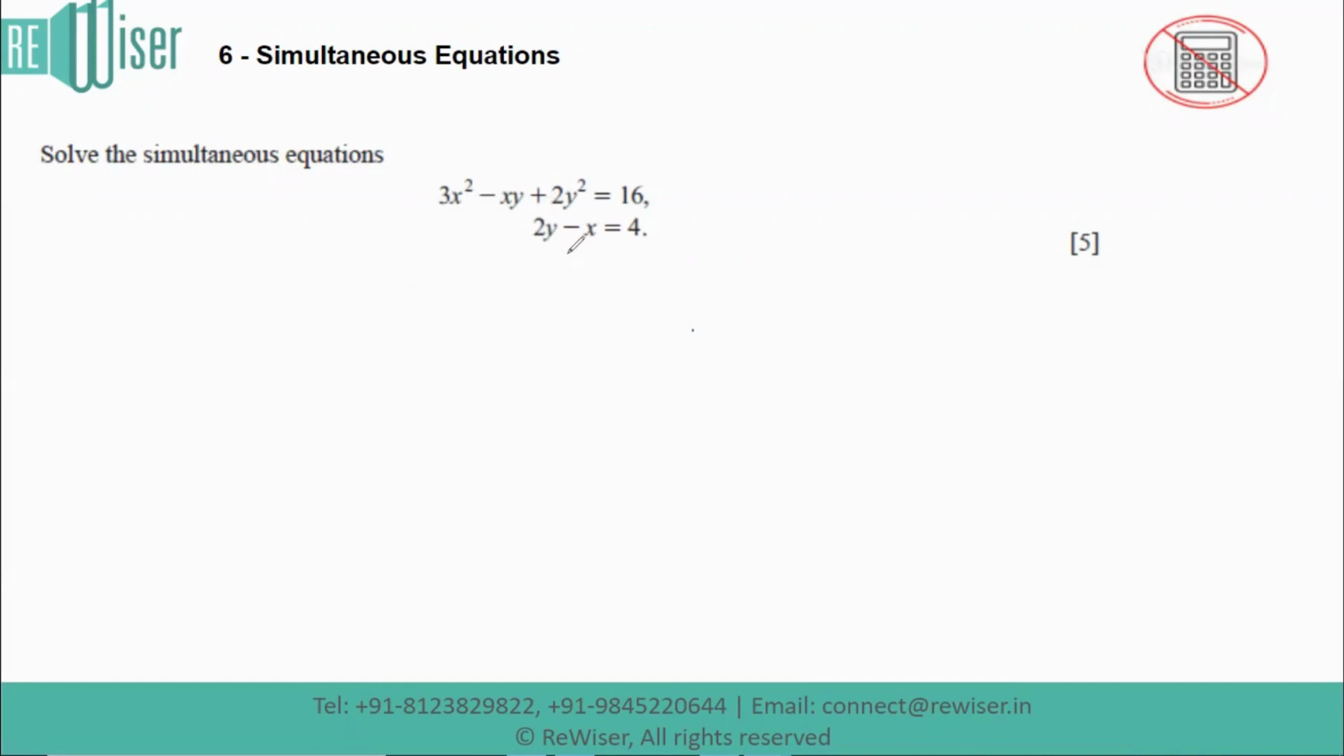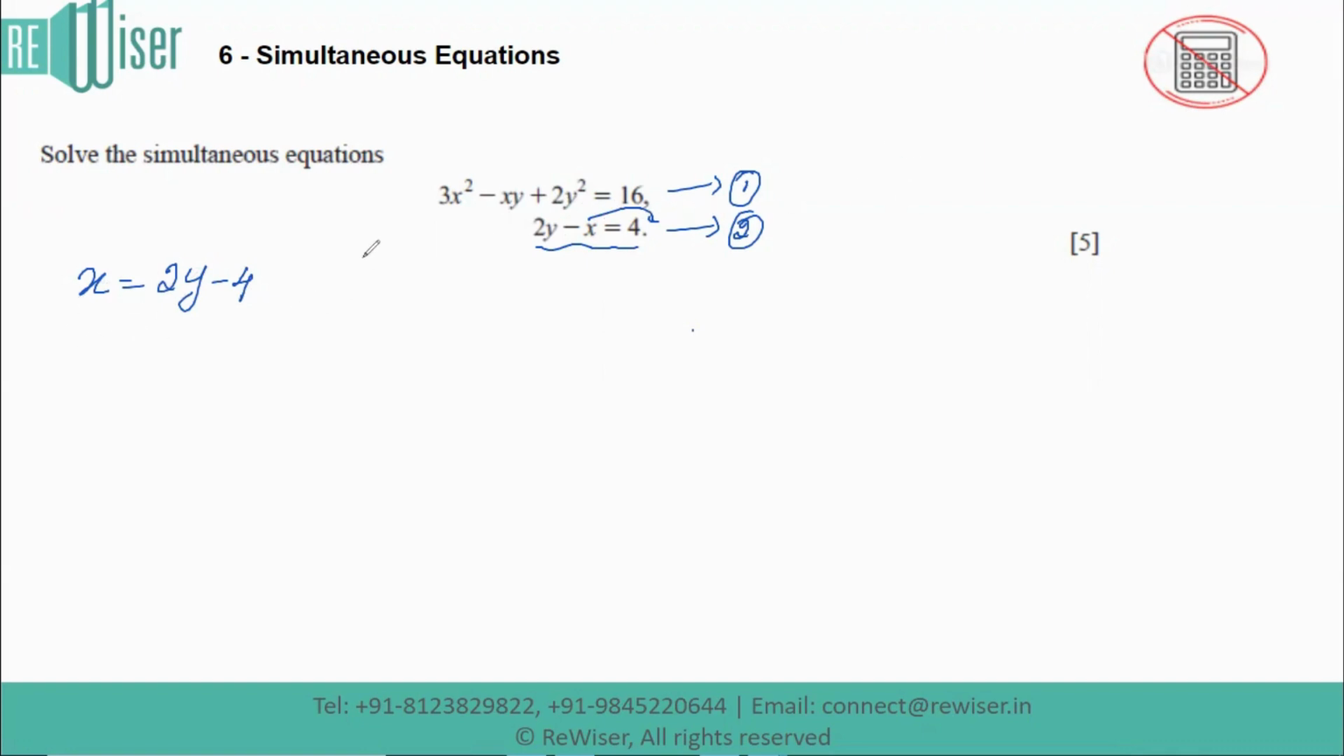In order to do that, we always think about making any one variable the subject in one equation and we try to substitute it in the other one. So we solve it using this substitution method. I would make x the subject in equation 2. Taking this x to the right hand side and 4 to the left hand side, x would be equal to 2y minus 4. And this x value, I'm going to substitute in equation 1.